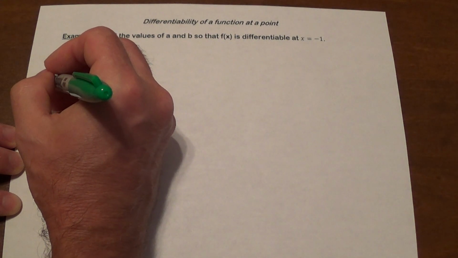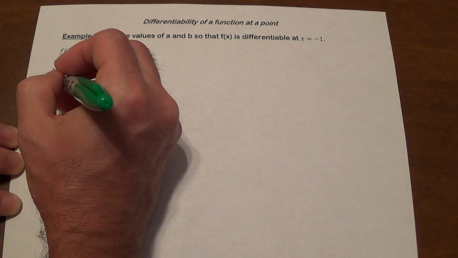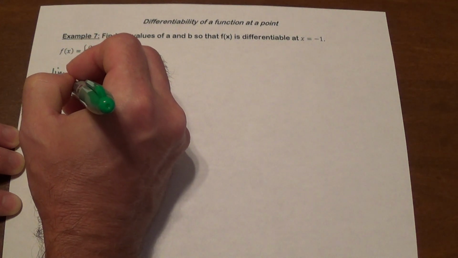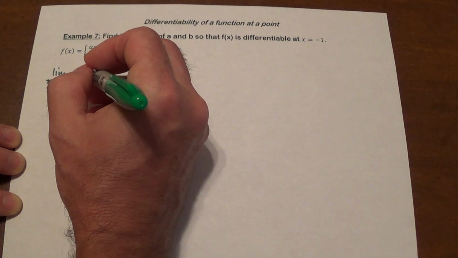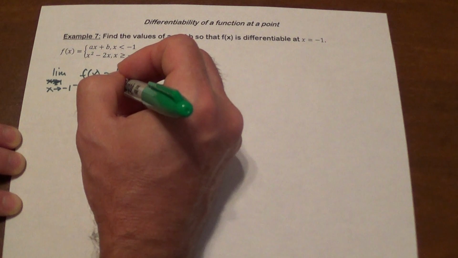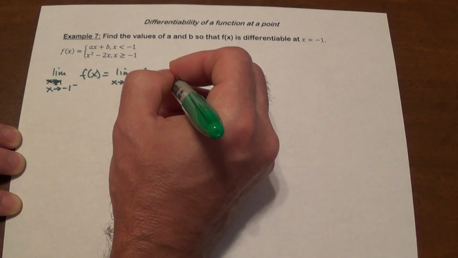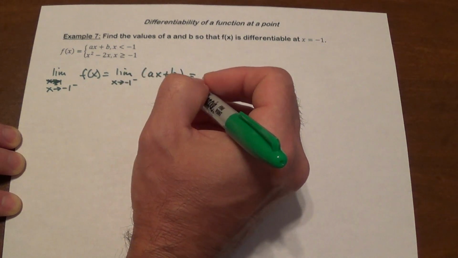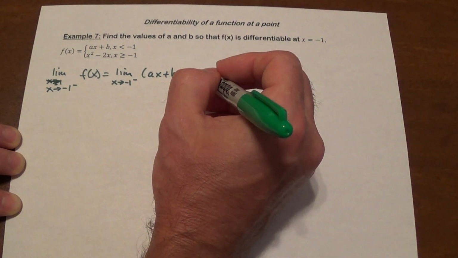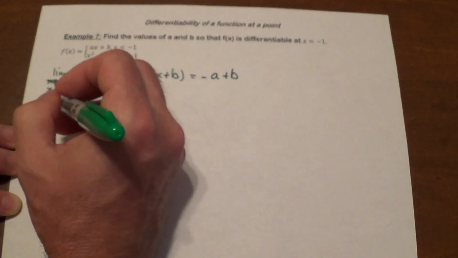So the first thing that we do is, if you set it up as this, as x approaches negative 1 from the left of f of x, that's going to be the limit as x approaches negative 1 from the left of ax plus b. So even though we don't know what a and b are, we can substitute negative 1 in here, there is no issue here, and you're going to get negative a plus b, right?